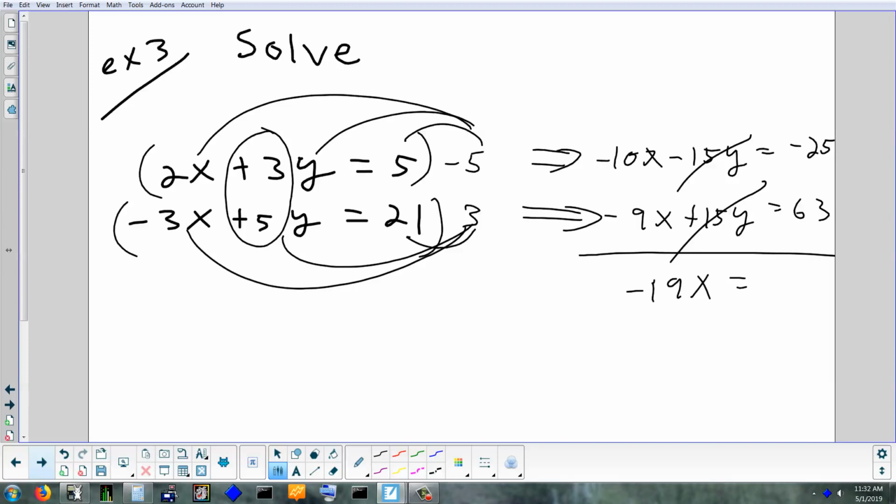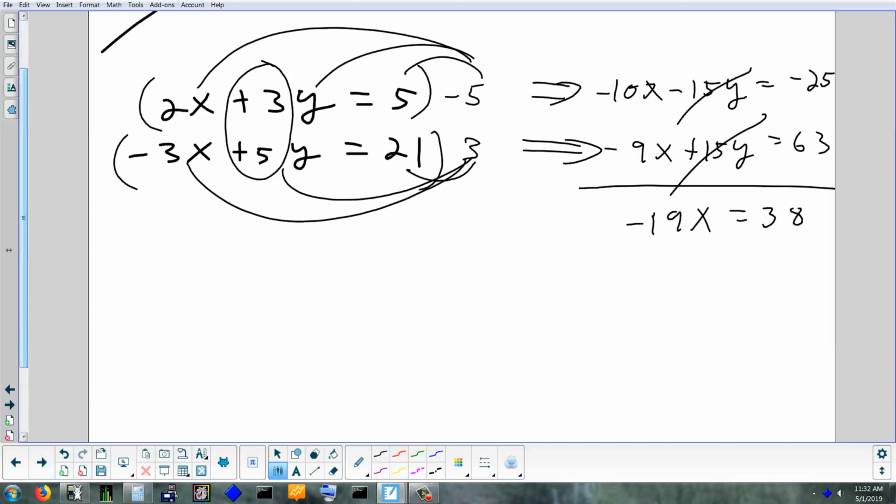Well, think of it as 63 minus 25. 38. 38, yep. Now, these answers don't always have nice numbers, but I will tell you that the more complicated ones on the test, especially the 3-variable ones, there will not be any decimal answers.